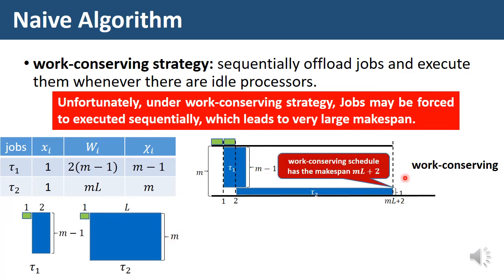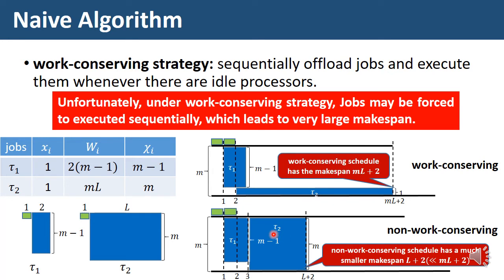The work-conserving schedule is here. At time 1, Tau1 completes its offloading and is assigned m-1 processors. And at time 2, Tau2 completes its offloading and there is only one idle processor. According to the work-conserving strategy, this one processor is assigned to Tau2, and accordingly Tau2 has the execution length ml, and so the total makespan is ml plus 2.